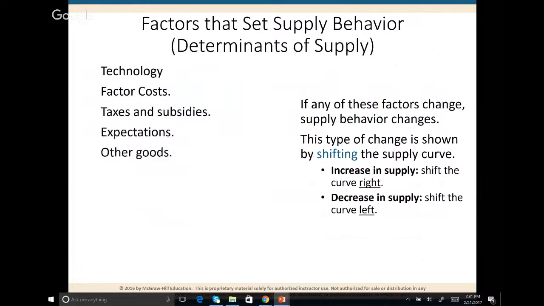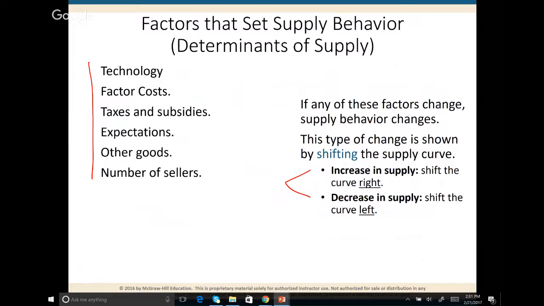For supply, we have six factors that can cause a shift in your supply curve. First, technology. When technology changes, this will change our supply. For supply, it will be the same change. If it's increasing supply, you'll be shifting to the right. If it's decreasing supply, you'll be shifting to the left. So when these six factors change, this will change our supply.